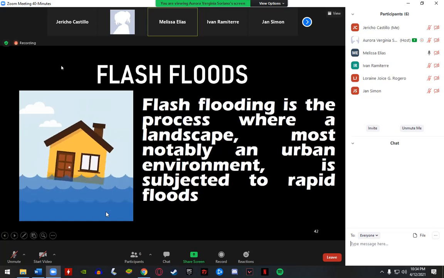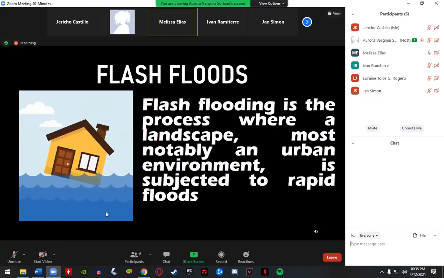Flash flooding is the process where a landscape, most notably an urban environment, is subjected to rapid floods.